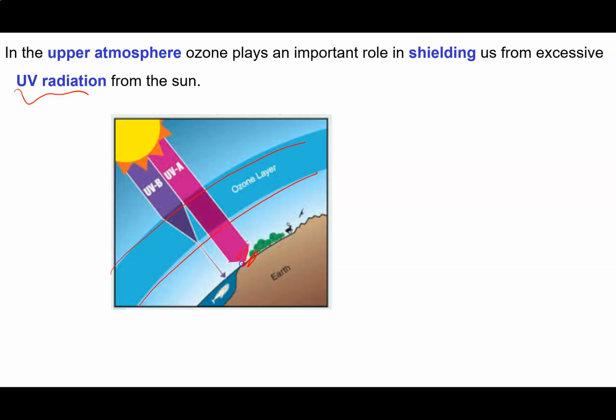But we don't want ozone down at the bottom where we're living, because it's going to irritate our lungs and kill all our plants and make us sick. So we have this kind of problem. We want ozone at the top but none at the bottom, and human activities have affected both of these things.